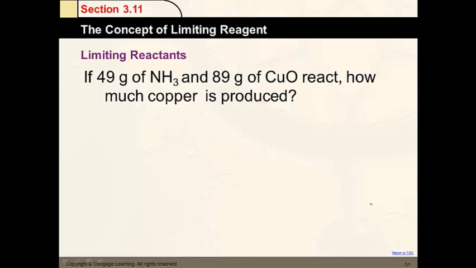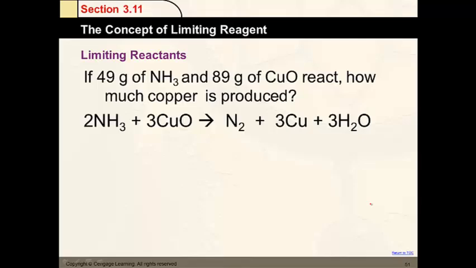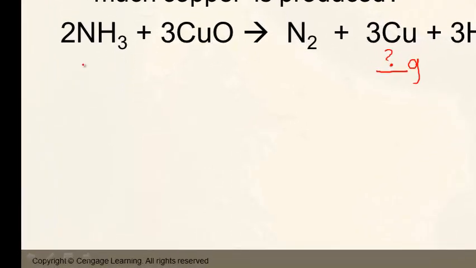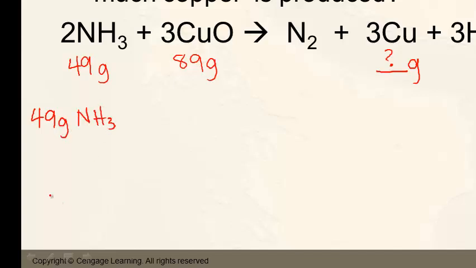49 grams of ammonia and 89 grams of copper oxide react according to this reaction. And we want to find out how much copper is produced. Again, I'm going to do this in grams. Okay, grams of copper. So that's what I want to find out. What we're going to do is start the same way, convert each of our givens into moles, because the gram amounts are not the things that tell us which reactant will run out first.